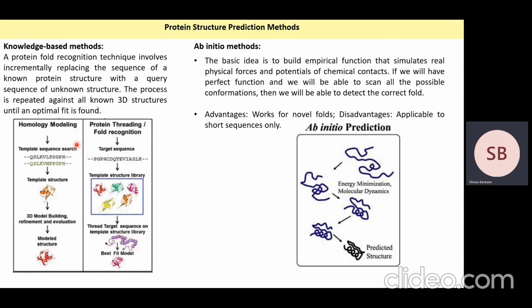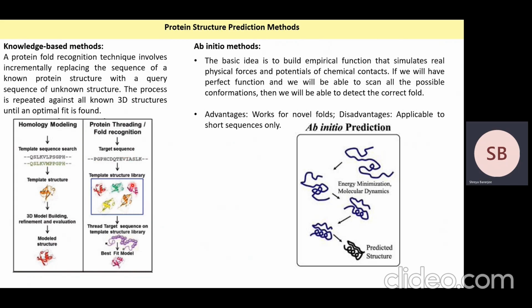One is homology modeling. So you have a template sequence and you have a template structure. So based on that, a 3D model can be built and then it can eventually be refined to get a better and better fit between the template structure and the structure that we want. Or there can be a process called protein threading or fold recognition, where you have a target sequence and you have a template structure library.